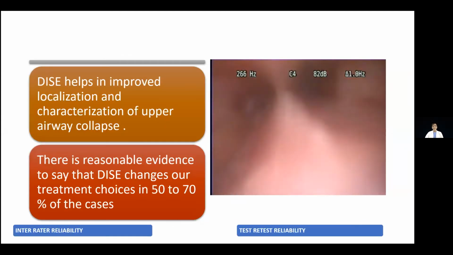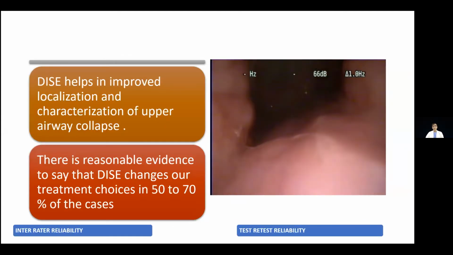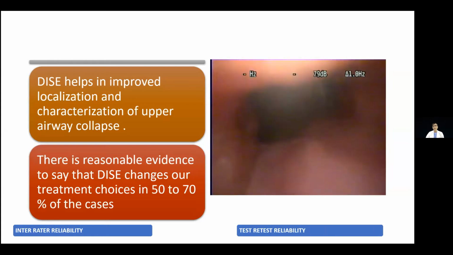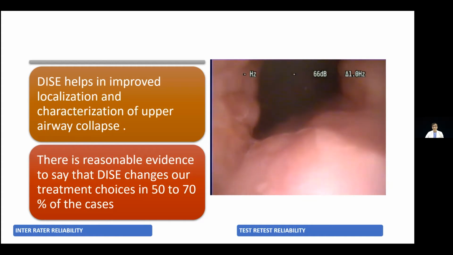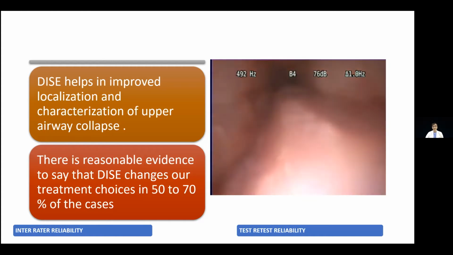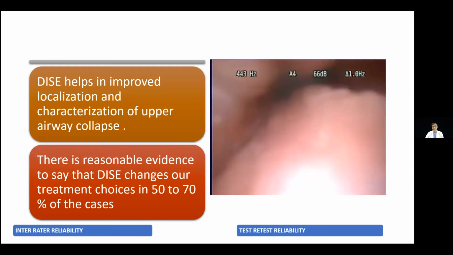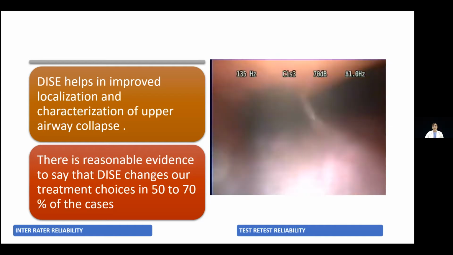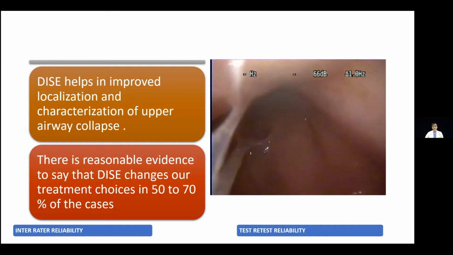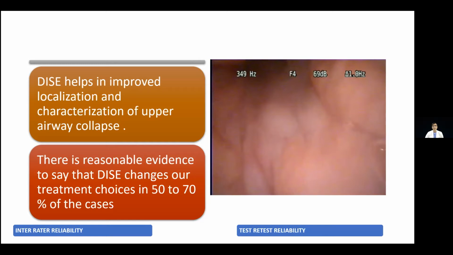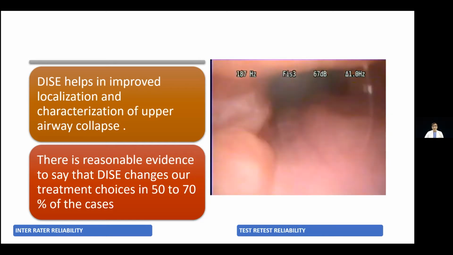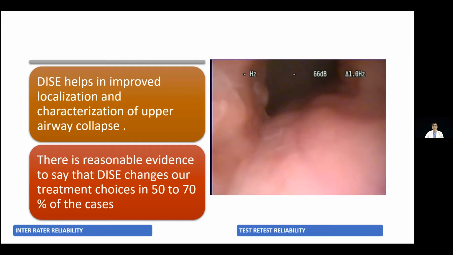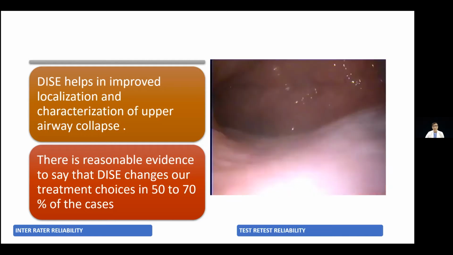Now, DICE helps us to improve the localization, and it also helps us to understand the character of the upper airway, because it has been tested that there is significant inter-rater reliability and test-retest reliability. There is a lot of evidence to show that DICE actually helps to improve our treatment choices. The most important thing is whether it actually helps us to improve our outcomes, which I'm going to talk to you about a little later.